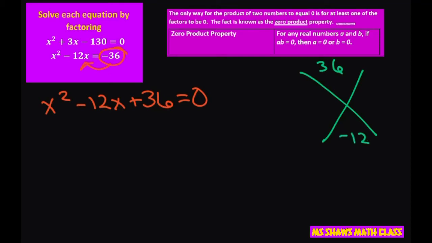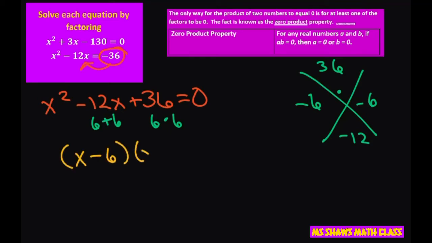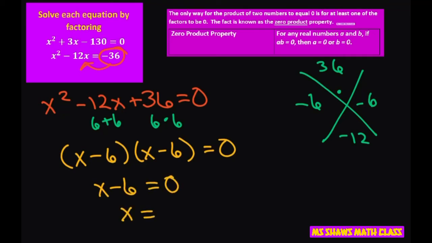This is actually a perfect square trinomial because 6 plus 6 is 12, but 6 times 6 is 36. So it's going to be 6 and 6, but since it's negative 12, they're both negative. All right, so let's write that out. So we have x minus 6 times x minus 6. So basically we have one solution. We set this equal to 0, so x equals 6.